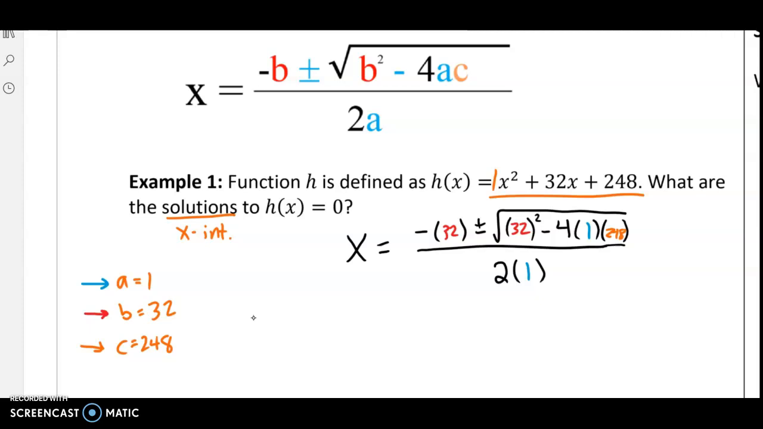Alrighty. So now from here, there's a few things we can do. Negative, really there's a negative 1 in front of that 32. Negative times 32 is negative 32. Plus or minus. In the bottom, we have 2 times 1, which is 2. I'm going to put a square root. And now what I'm going to do here, guys, is I'm going to take whatever is inside of the square root and I'm going to type it into my Desmos calculator.